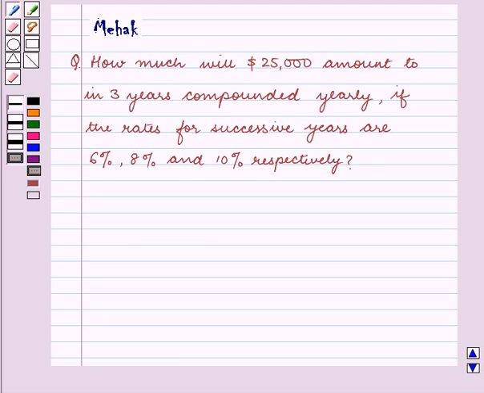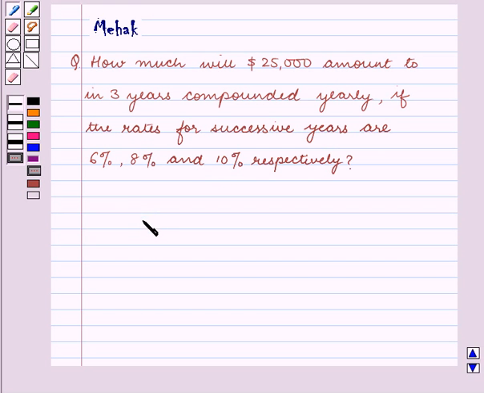In this session, we are going to discuss the following question. And the question says that, how much will $25,000 amount to in 3 years compounded yearly if the rates for successive years are 6%, 8% and 10% respectively?